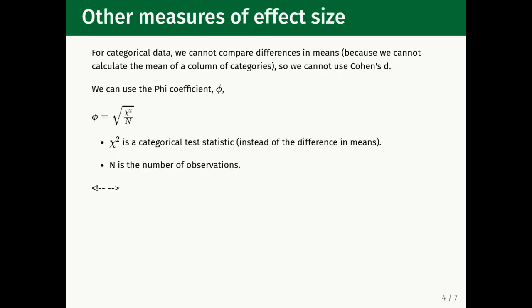Obviously, if we have data that is categorical, then we cannot calculate its mean, and we have to measure effect size differently. One option for categorical data is the phi coefficient, as illustrated on this slide. Although the formula is not as intuitive as Cohen's d, it tells us the same thing. How big is the variation between groups compared to the variation overall?